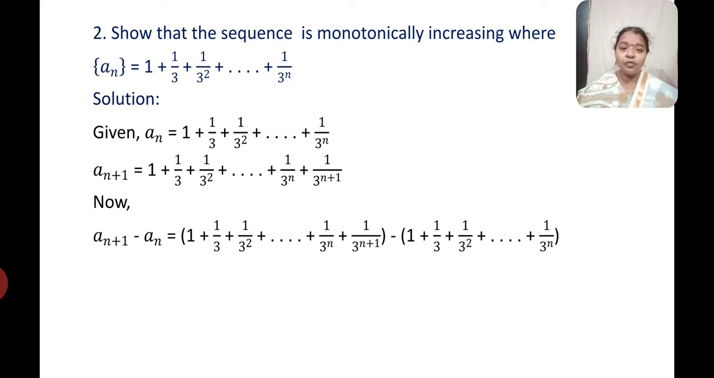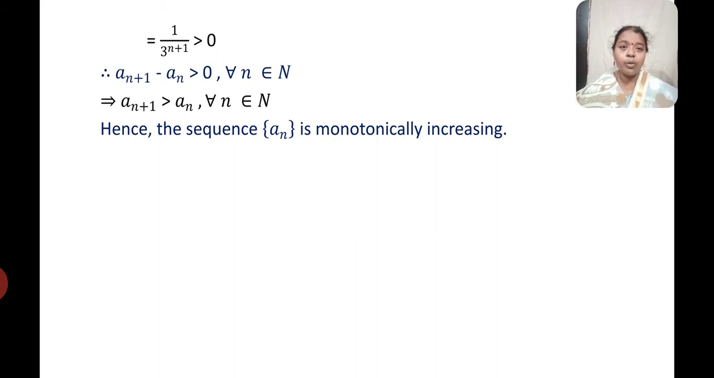Now we have to find out what is an plus 1 minus an. That's equal to the entire an plus 1 term minus the an term. When you look into this step, all the terms get cancelled except for 1 by 3 raised to n plus 1, and you know that this is greater than 0. Therefore, an plus 1 minus an is greater than 0 for all n belongs to natural number, or an plus 1 is greater than an for all n belongs to N. Hence, this sequence is monotonically increasing.